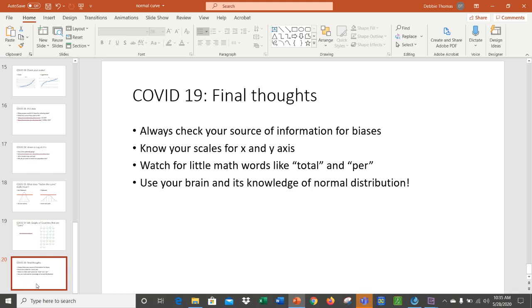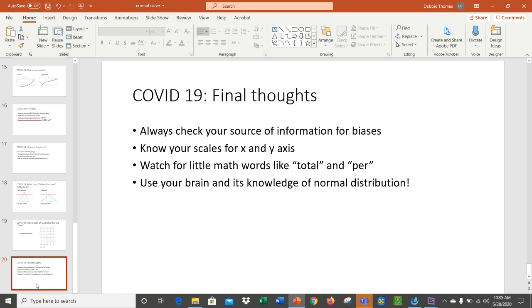If I'm using the word active cases, though, I'm talking about how many currently have it, and I'm taking out cases that have already lived, survived, done, and over with, okay? Per is another one. If they're talking per population, per 100,000, then they're doing a comparison and trying to take apples to apples, taking apples and oranges and trying to convert the oranges to apples with their per. And then always use your brain and use your knowledge, okay?